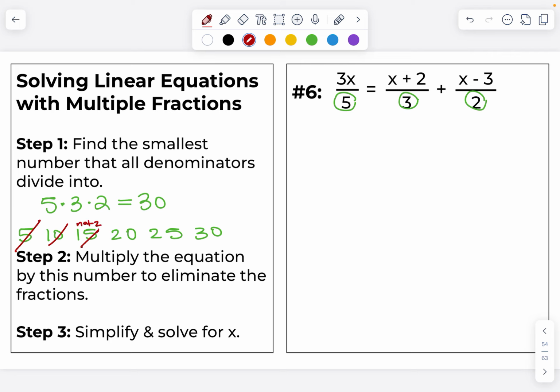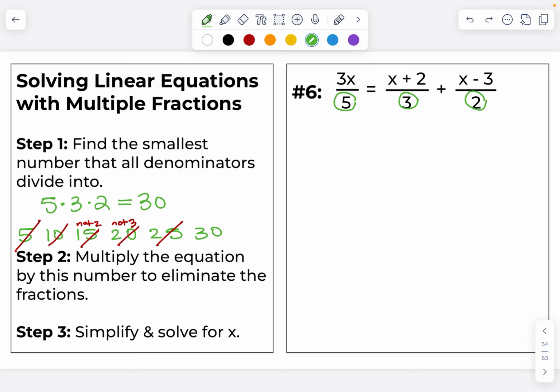So it gets marked off. 2 goes into 20, but not 3, so that one's not a good one. Neither goes into 25, so 30 really is the smallest number. The directions do say smallest, and that's just to keep your life easiest. It doesn't have to be the smallest, but having smaller numbers typically means fewer mistakes.